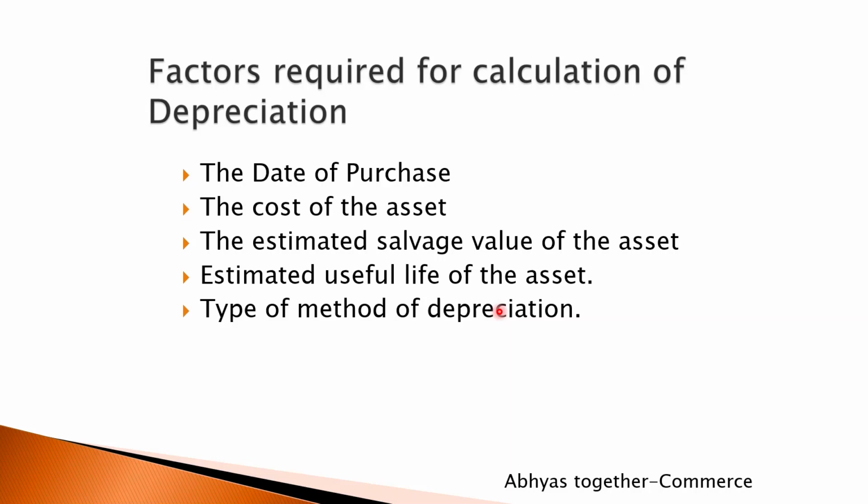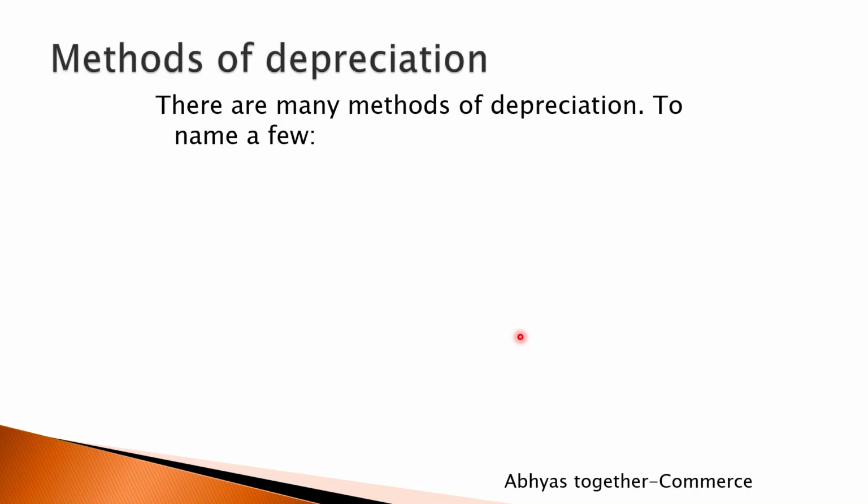Whenever we buy a machinery or any asset, we estimate that it works for so many years, it can continually work, and will have some warranty or guarantee that it can work for these many years, right? That is called the estimated useful life of the asset. Then the type of method of depreciation. This is very important to calculate the rate of depreciation or to calculate how exactly it works.